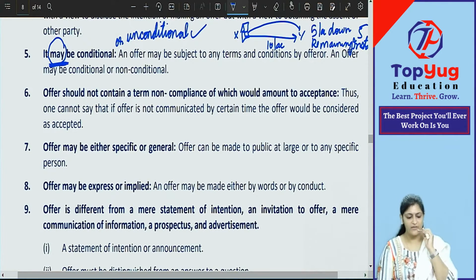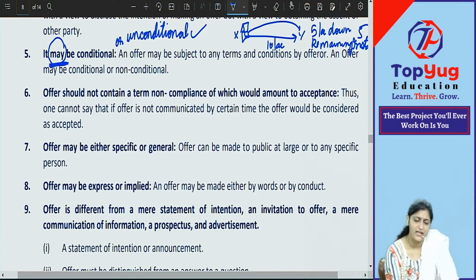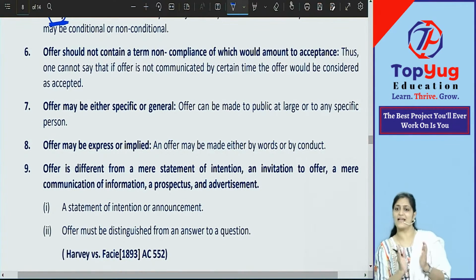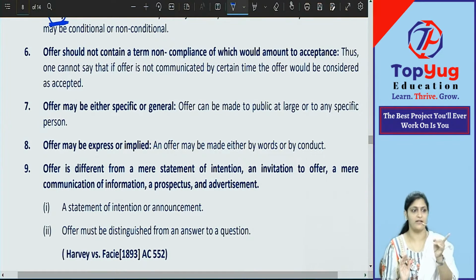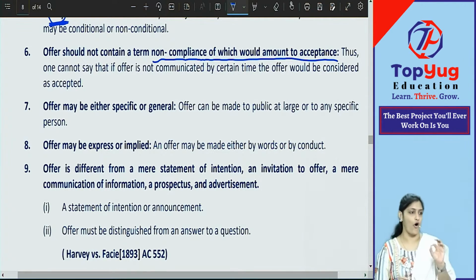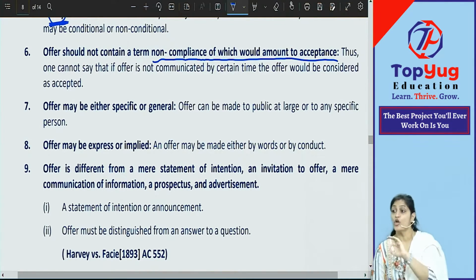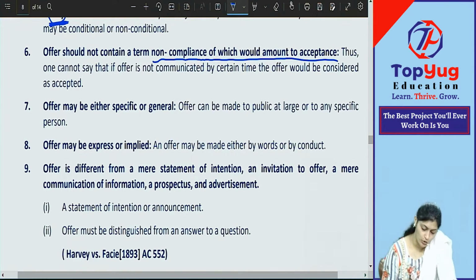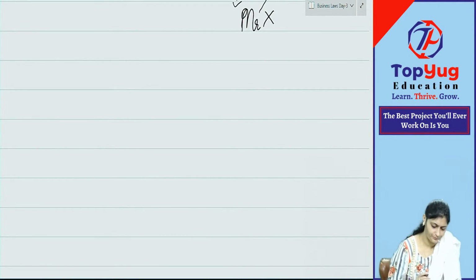So clear with this? Fifth essential, it may be conditional. That means it may be conditional or it may be unconditional also. Next. Now understand this point very carefully. Concentrate. Anybody who is not concentrating for this point, please concentrate. Why? Because this is not very easy to understand. Offer should not contain a term non-compliance of which would amount to acceptance.